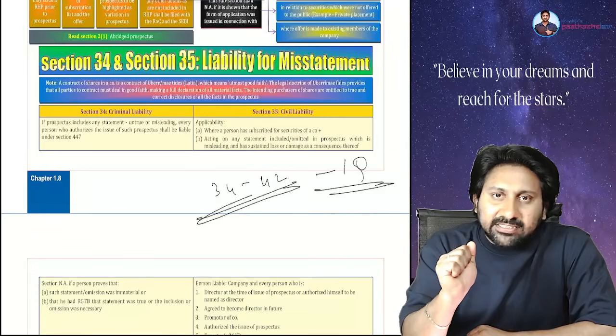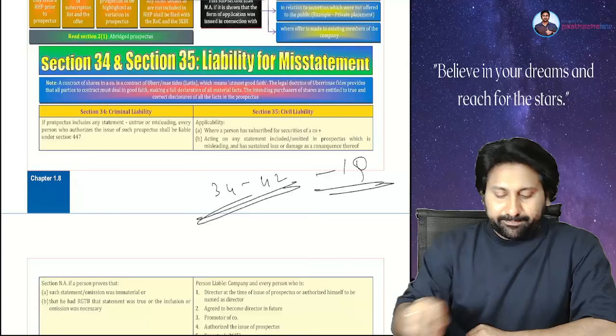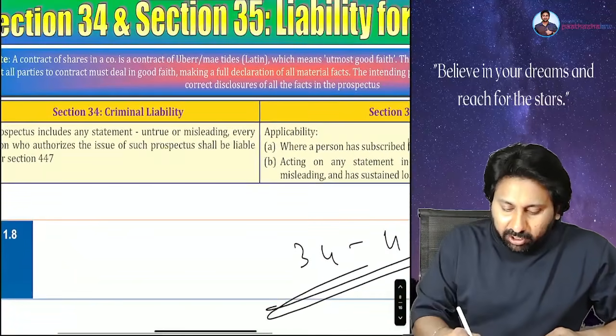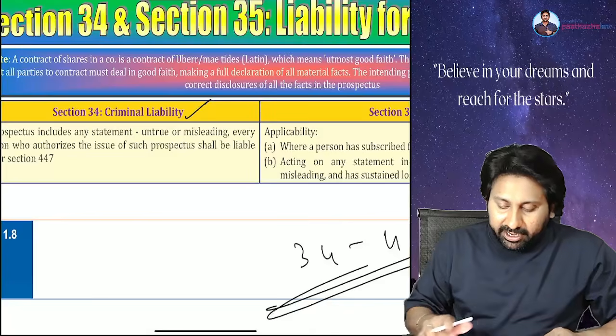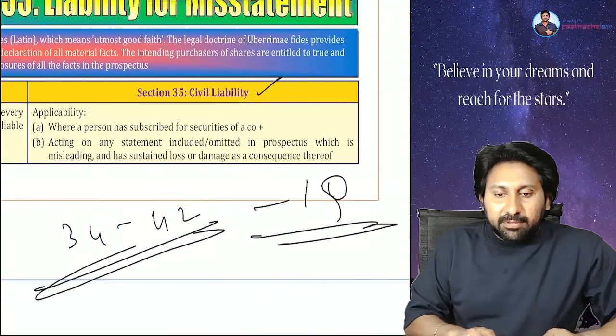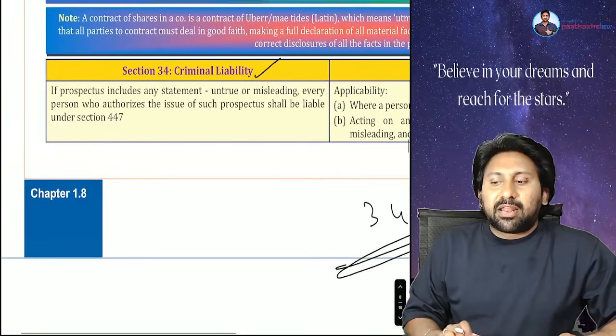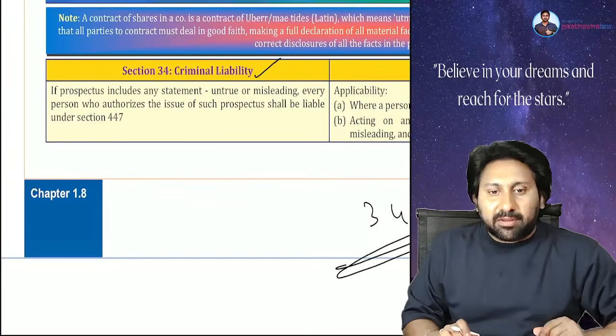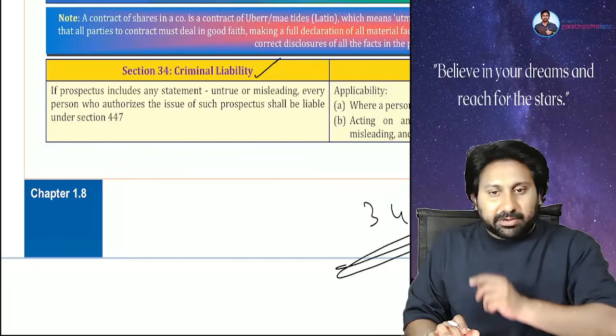Therefore, what does the law say to us? See, Section 34 will be talking about criminal liability. Section 35 will be talking about civil liability. What do you mean by criminal liability? For the wrong done, punishment should be given. That is criminal liability, that will be fine and imprisonment.